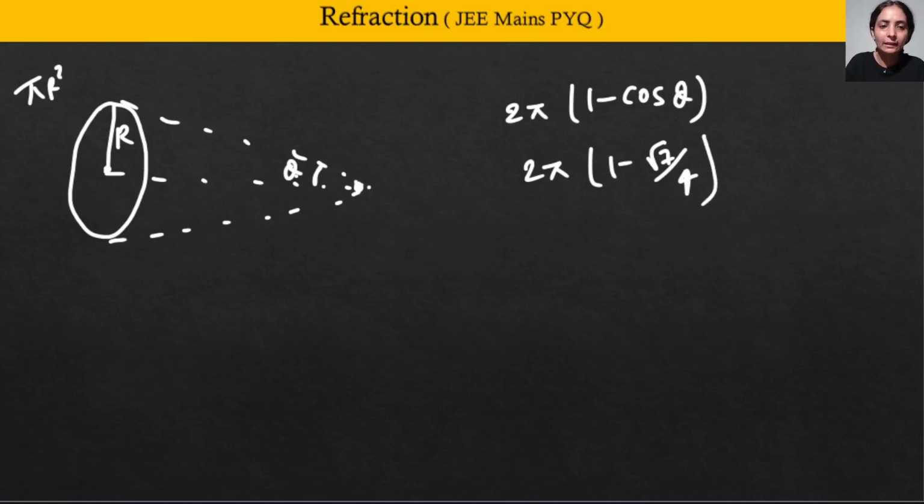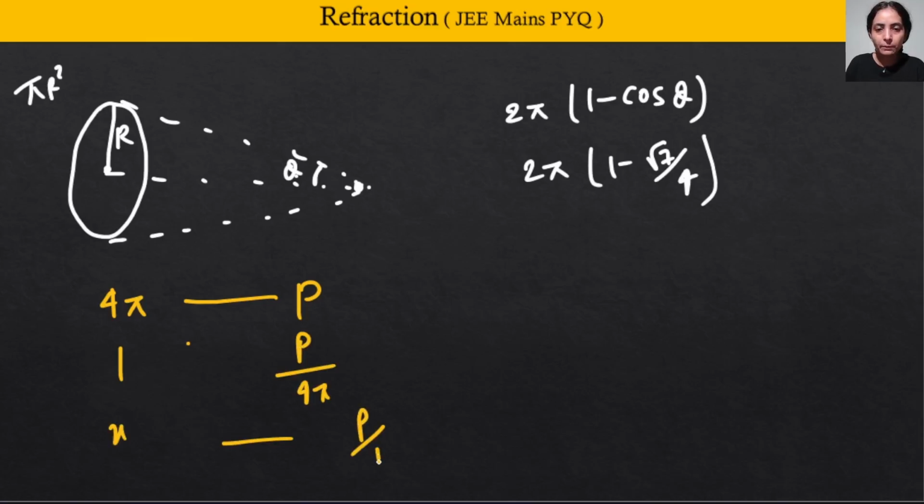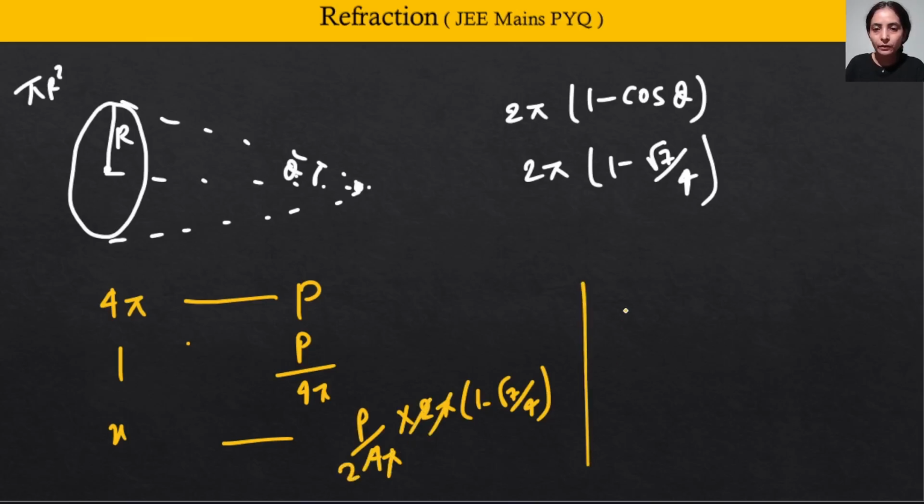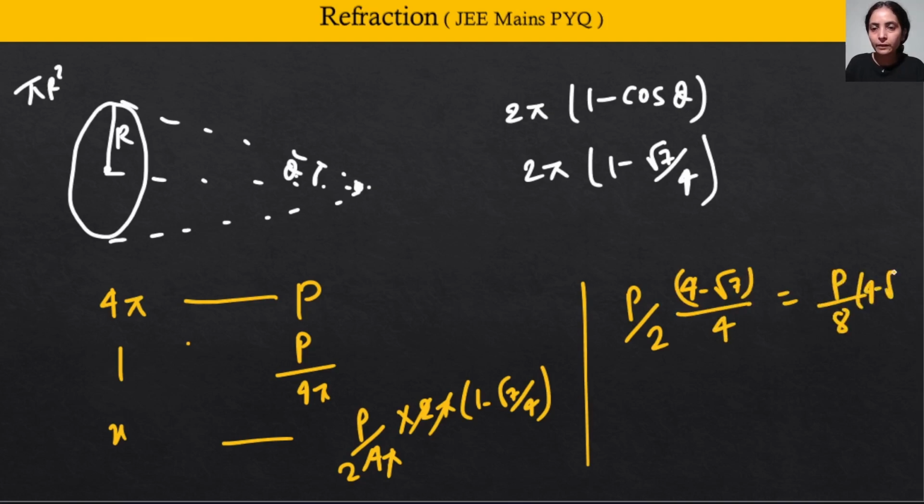Now see how you will solve the question. So if solid angle getting formed is 4 pi, energy getting received is P, that is total. And if it is unit, then this is P by 4 pi. If it is any random x, then it will be P by 4 pi into x. And here x is how much? 2 pi into (1 minus root 7 by 4). Okay? So this will become equal to how much? P by 2. So this is equal to P by 2 into (1 minus root 7 by 4). So (4 minus root 7) by 4. Okay? So this is nothing but P by 8 into (4 minus root 7).